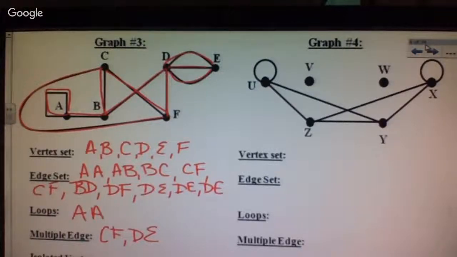Your answers for graph number 3 are on the board. Please make sure that you have 1, 2, 3, 4, 5, 6, 7, 8, 9. There should be 10 edges listed. Make sure you have all 10. They don't have to be in the same order that mine are in, but you must have all 10.